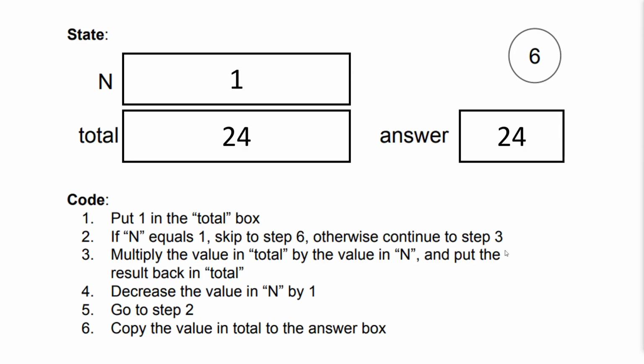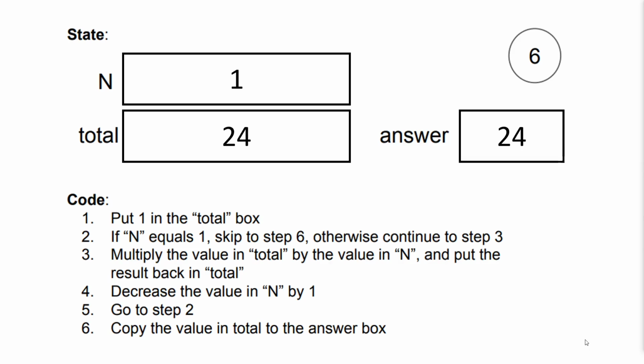So what we've just seen here is an example of iteration. As we went through the code, we did steps 2, 3, 4, 5, 2, 3, 4, 5, 2, 3, 4, 5, and 2, 6. So we did those steps over and over and over again, in a loop.